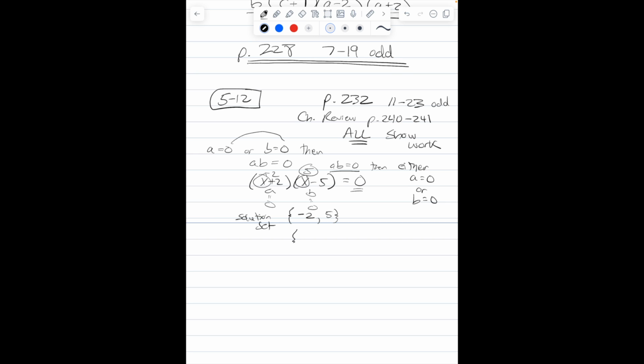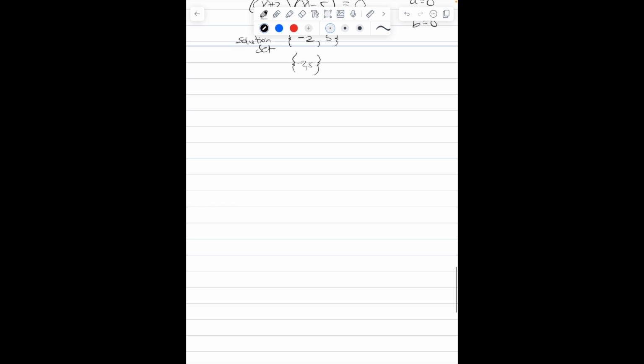So to show that you're writing a solution set, you just make these symbols. And that's it. That's how you write your answers. So there'll probably be more than one on most of these. So that was your first example.